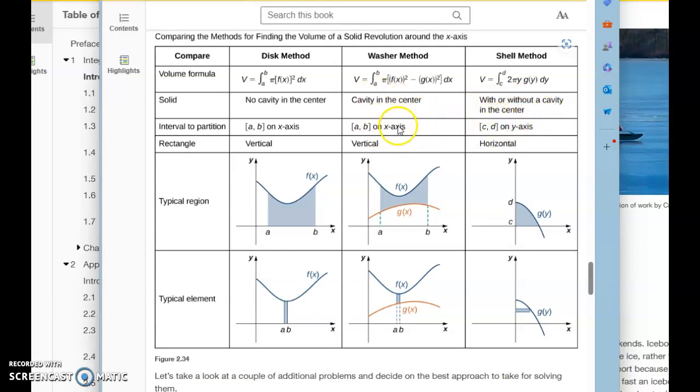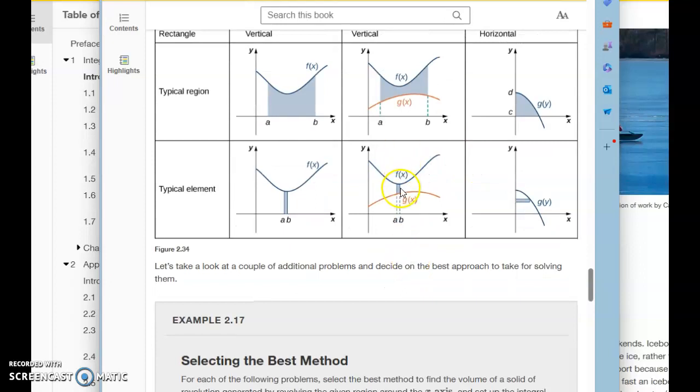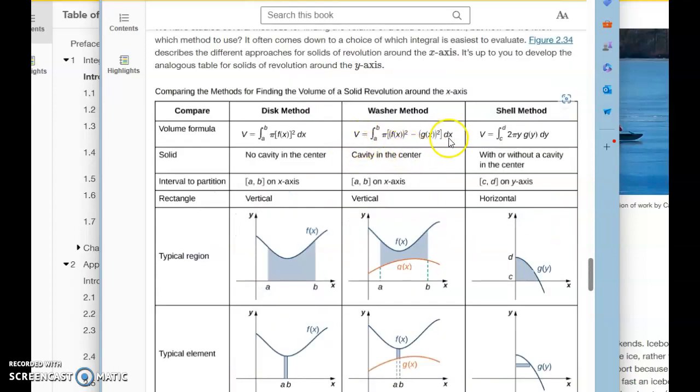But this is the one that I want to choose because I want to do the vertical rectangles. This is the x-axis rotation. So that shell method would be more difficult to do. So we're going to use the washer method, and we're going to visualize it's this piece that is rotating around. So here we have the washer method.